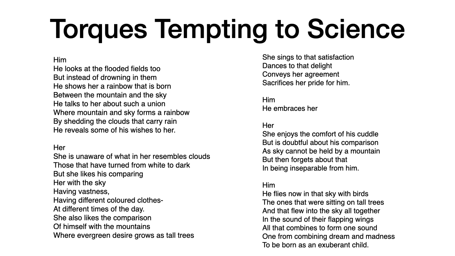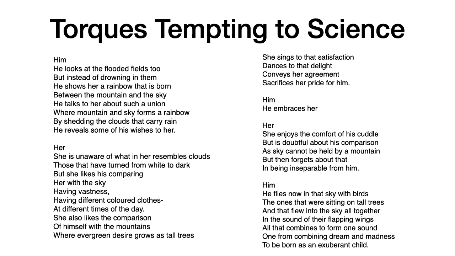He looks at the flooded fields too, but instead of drowning in them, he shows her a rainbow that is born between the mountain and the sky. He talks to her about such a union where mountain and sky form a rainbow by shedding the clouds that carry rain. He reveals some of his wishes to her. She is unaware of what in her resembles clouds, those that have turned from white to dark.